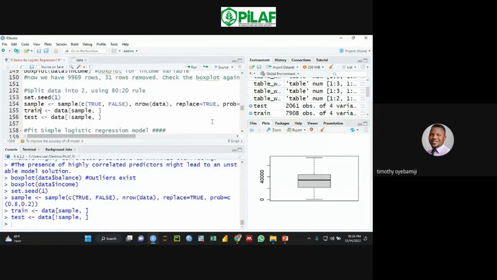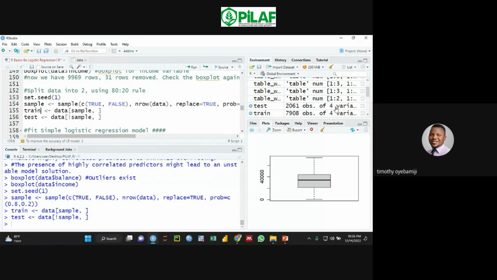All right. So what I'm just doing here is just to partition the data into two. The first one, 80%. The second one, 20%. All right. So you can see here we have the two data sets. We have train and we have test. The train is 7,908 and the test is 2,061. They both have 4 variables.